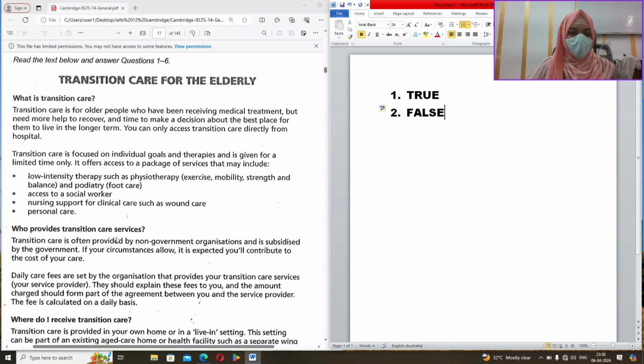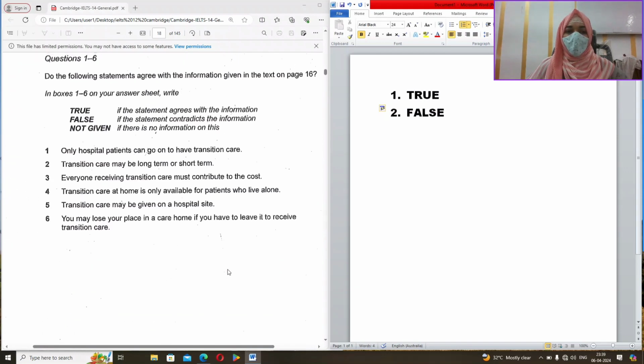Who provides transition care services? Transition care is often provided by non-government organizations and is subsidized by the government. See here what they have written. Non-government organization means people who do not belong to the government, but they collect funds subsidized by the government. Government is helping them, giving subsidies, reducing the amount of medical expenses. Okay, so this will be false, because no one is giving the amount, government is subsidizing it.